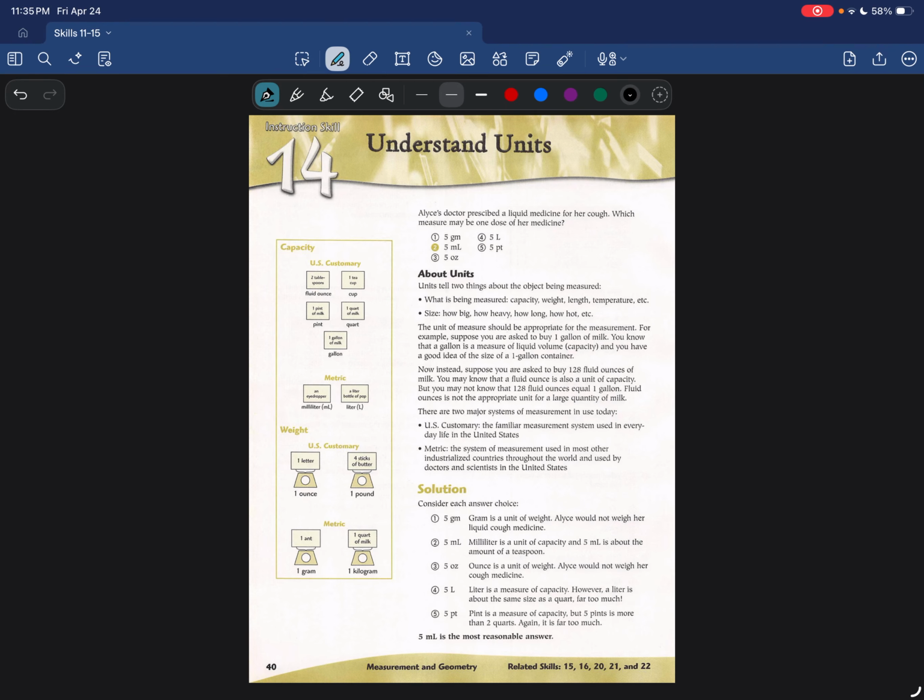Liter is a measure of capacity. However, a liter is about the same size as a quart. That's far too much. 5 of those, 5 quarts, would be over a gallon of cough medicine for 1 dose. That's too much. Pint is a measure of capacity, but 5 pints is more than 2 quarts. Again, that is far too much. So 5 milliliters is the most reasonable answer.